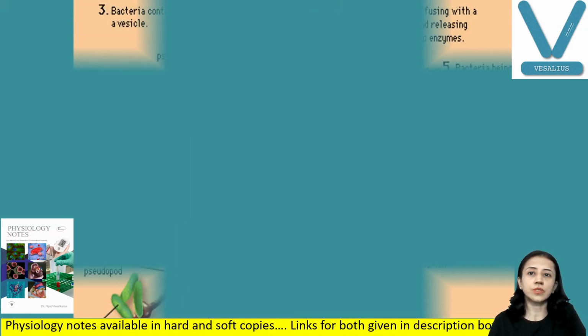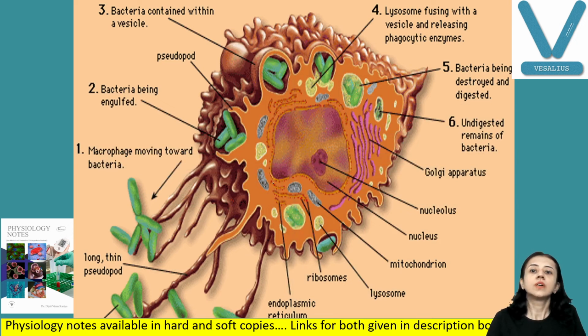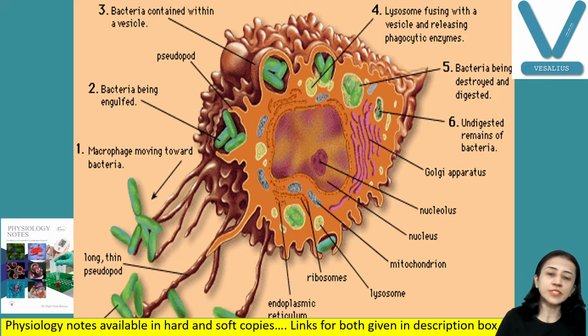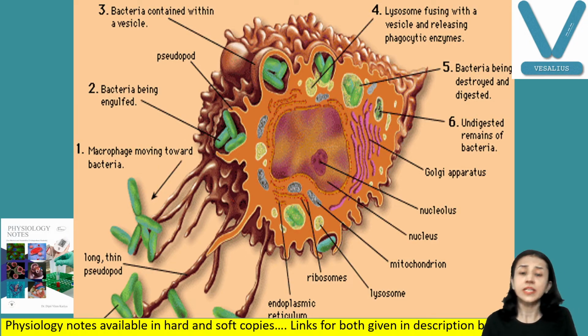So this is a summary of all this phagocytosis process. You can see macrophages moving towards bacteria, then bacteria being engulfed, phagocytosis. You can see pseudopodia that develop, bacteria within the vesicle. Then lysosome binds with it, phagolysosome. So this is the action of macrophage as well as neutrophil. Macrophages act when the organism is there in the tissue, and when the organism is there in the blood, neutrophils perform the same action. Okay.